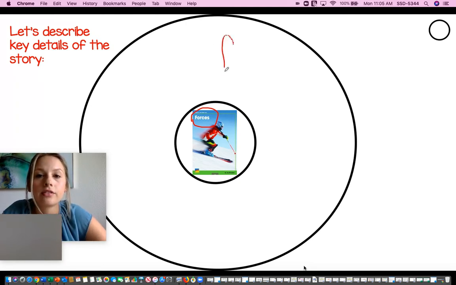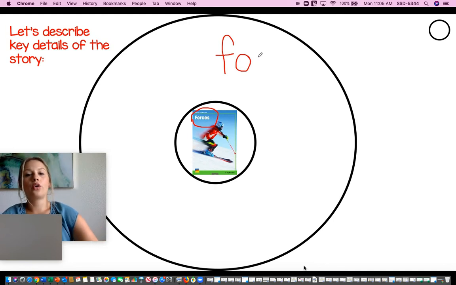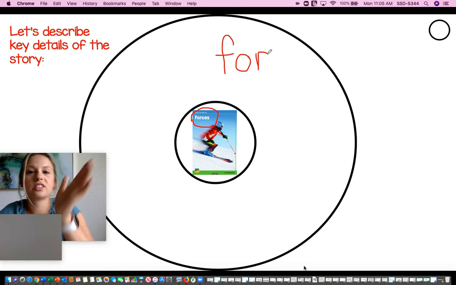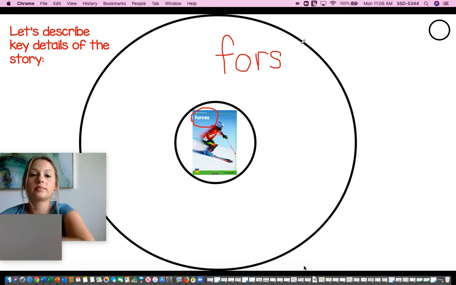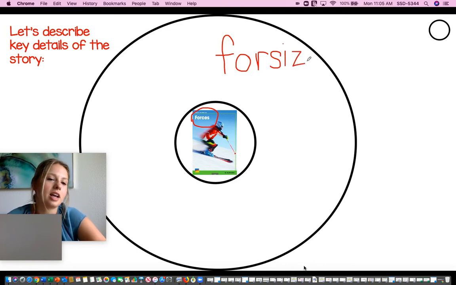F, O, R, S. There is a bug bothering me because I had my door open because it's hot in here. Forces is... I'm just guessing. Forces. That's not actually how you spell forces, but I tried my best. So forces.